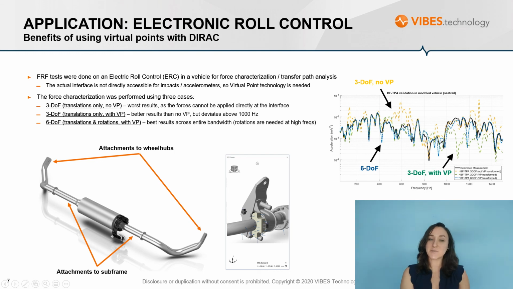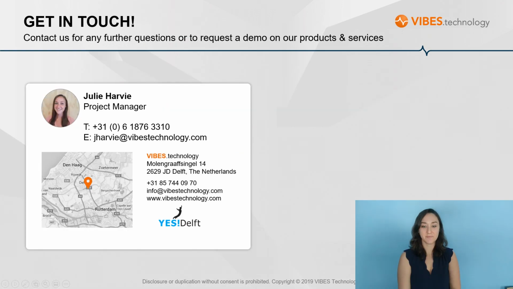This was just a very simple case, but we've seen it in a lot of projects that including rotations and just using the virtual point in general really improves our results for things like TPA or substructuring, especially when we're combining either test-based models, finite element models, or any combination of those.